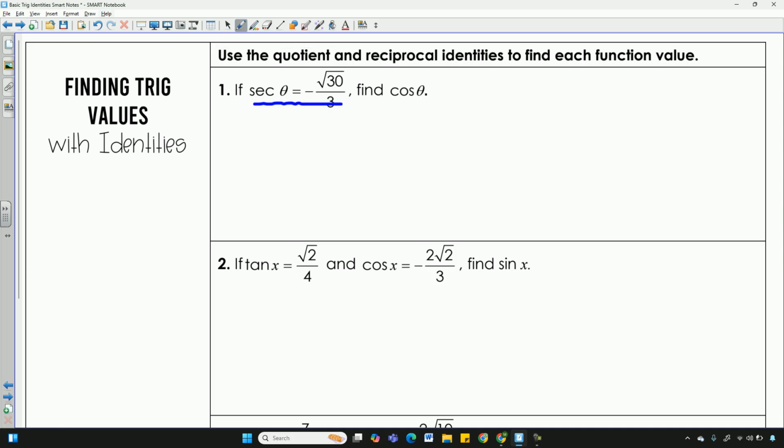If secant is negative root 30 over 3, what's cosine? Well, that's 1 over secant, so we just need to flip it. And then, of course, we'll need to rationalize that.